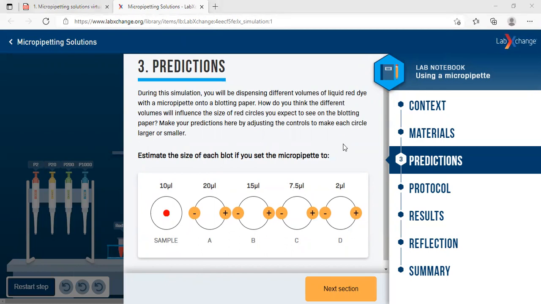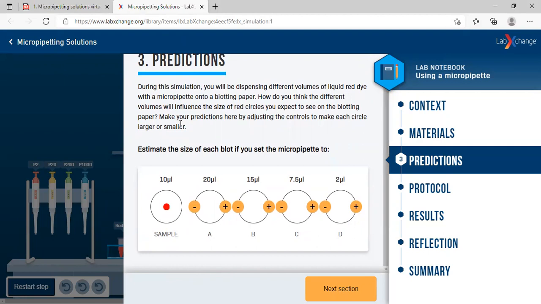How do you think the different volumes will influence the size of the red circles on the blotting paper? Estimate the size. So if this is 10, I'm going to say 20 is about twice the size of 10. About this big, and 15 would be like this. 10 is like this, 20 would be like this. 15 would be like that.